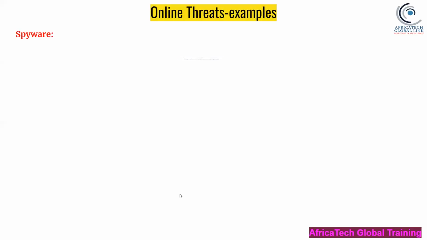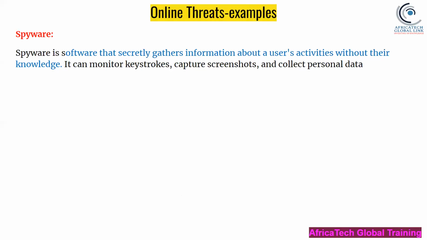We have spyware. What is that? Spyware is software that secretly gathers information about user activities without their knowledge. It can monitor keystrokes, capture screenshots, and collect personal data. Even the word spy, with ware, W-A-R-E, coming from software. If someone calls you a spy, that means you are inspecting without authorization or something like that, right?